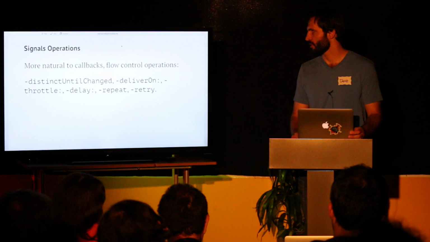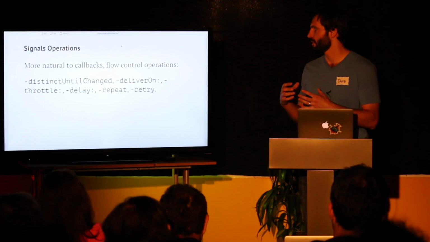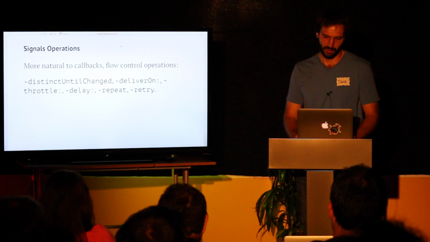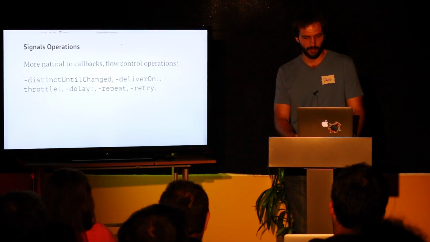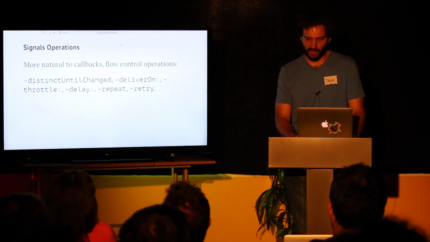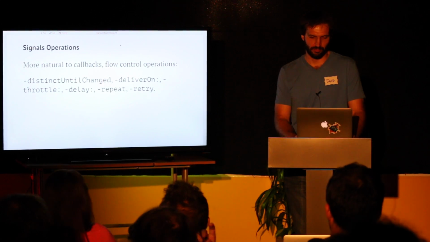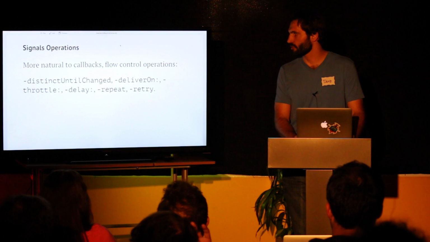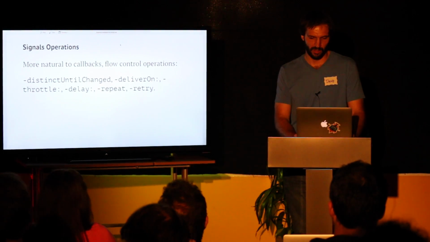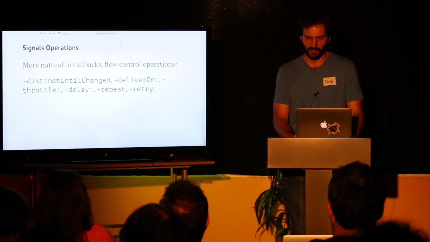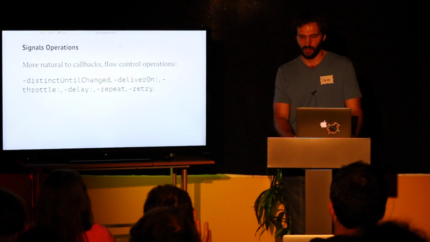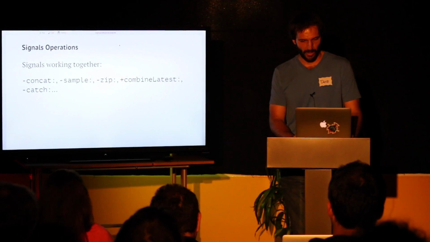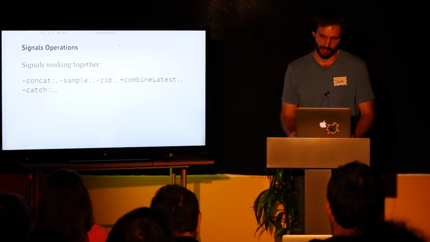This makes it a little bit more declarative and moves it from the subscriber or the callback into the signal as a concept. Throttle: sometimes an event might happen quite frequently, like scrolling or whatever, so maybe you want to throttle it. Delay, repeat, retry. These are all things you can do on a signal that are flow control in a way. Signals can work together.